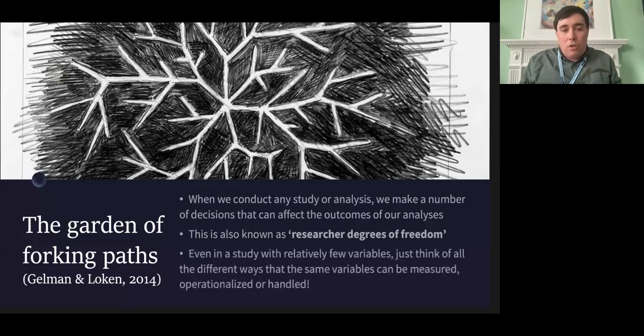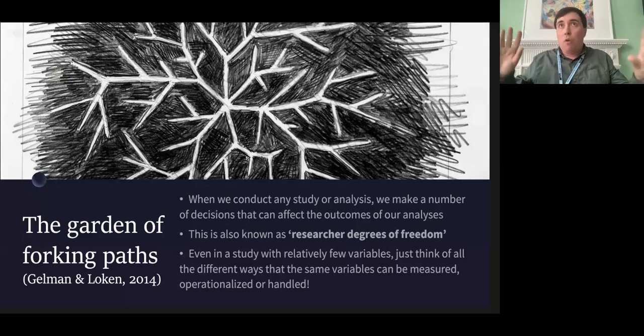But even if you're someone who doesn't do that, even if you do everything completely by the book, there are still potential comparisons that we don't even make, that we don't think about. The idea of the forking paths is, even if we don't try all the different routes, they're still available to us. There are still possibilities that we could have explored that we didn't.